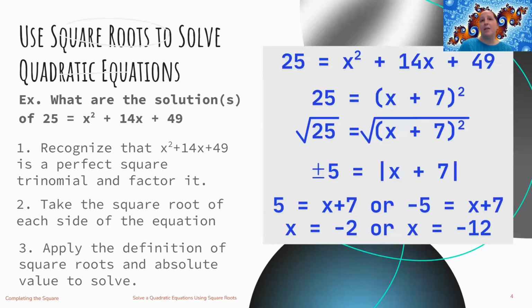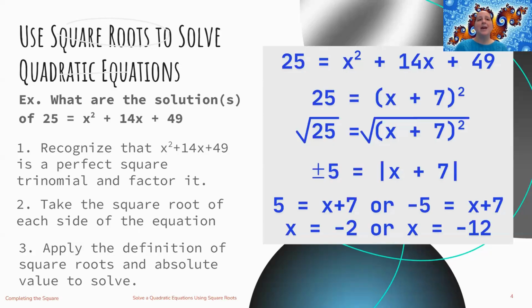So using that, I can then take the square root of both sides, because in order to undo a square, I have to use the square root. That would give me plus or minus 5 on the left side of the equation, and the absolute value of x plus 7 on the right side of my equation. Okay. Remember, when I'm squaring something, it's always going to be positive.